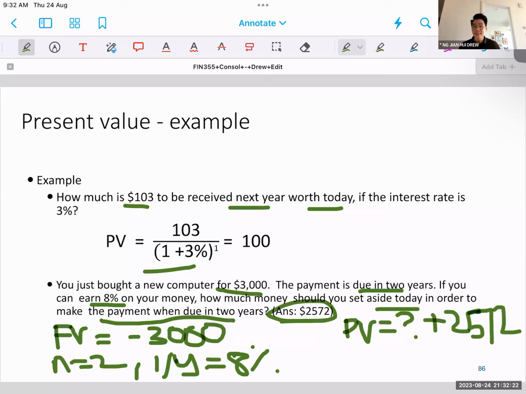So it's not random. It's not like, oh, sometimes I put negative for FV, sometimes I put negative for PV. So always reference it to your pocket.